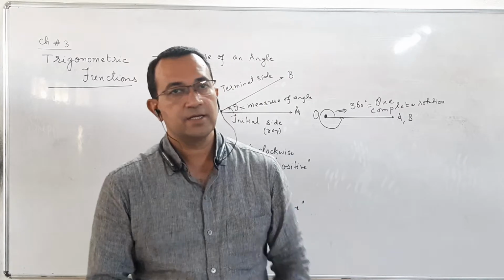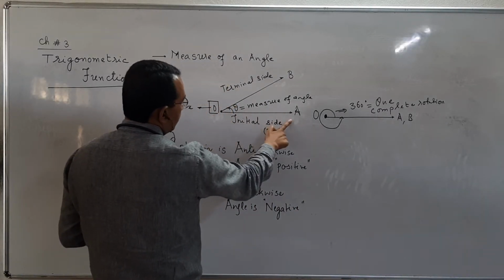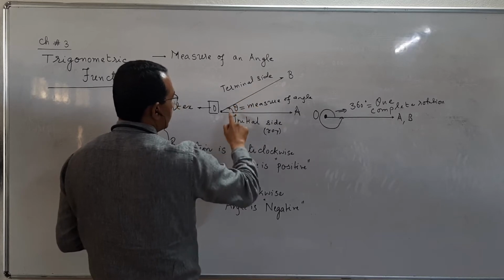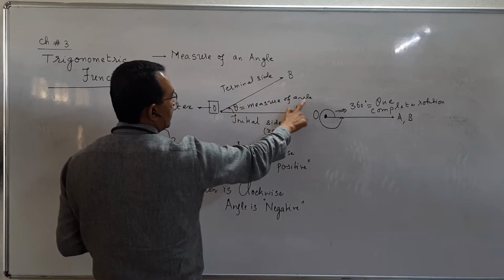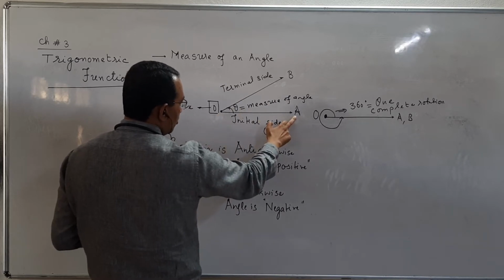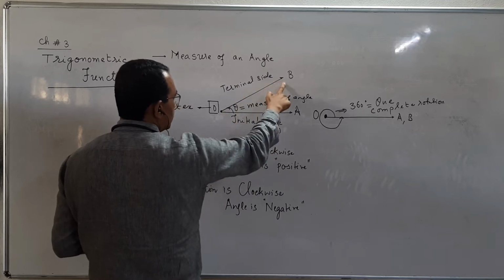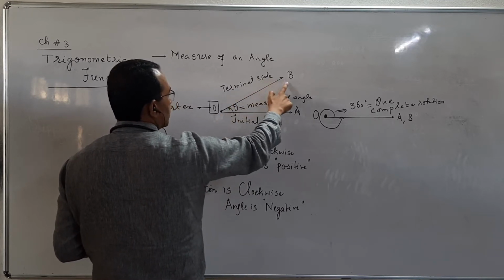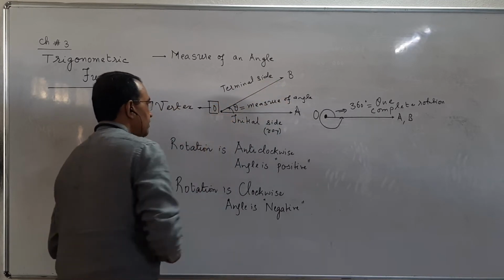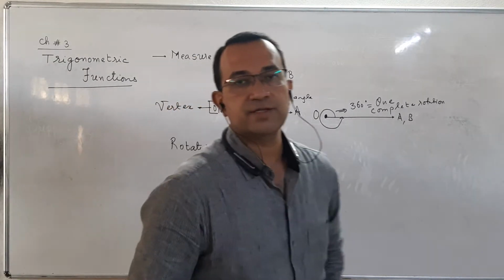So once again, the measure of rotation of a ray with respect to an initial point is called the measure of an angle. The initial ray OA is called the initial side of the angle. The rotated ray is called the terminal side of the angle. And the point with respect to which the rotation is considered is called the vertex.